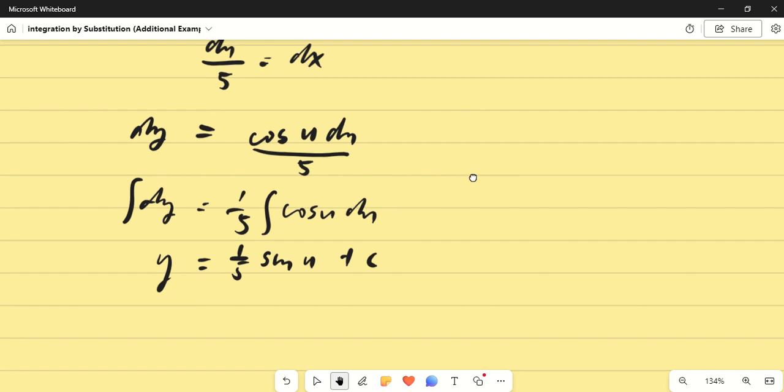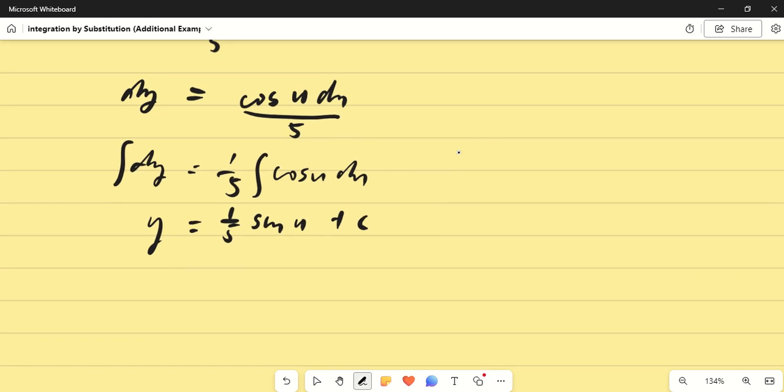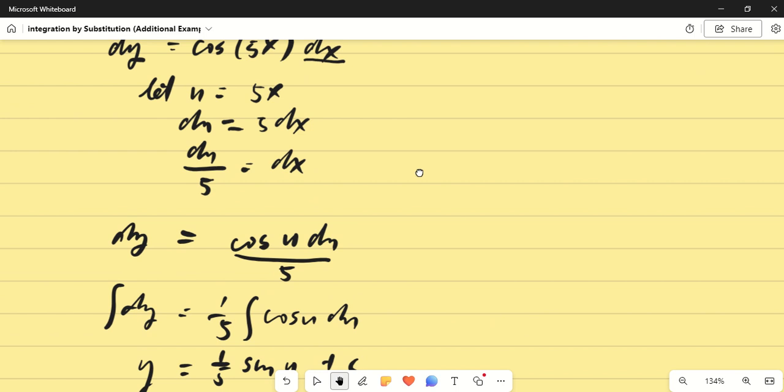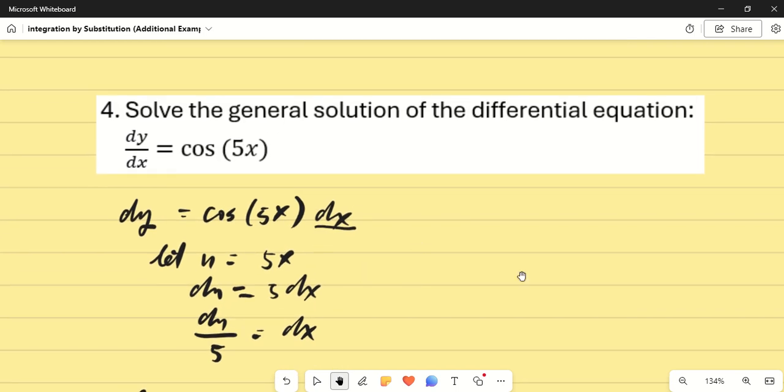And of course, we replace here u with the original expression. So the general solution of the differential equation will now then be equal to 1 over 5. Then you have your sine of u. Your u is 5x, so sine of 5x plus the arbitrary constant c. Okay, so that's the general solution of the differential equation cosine of 5x.